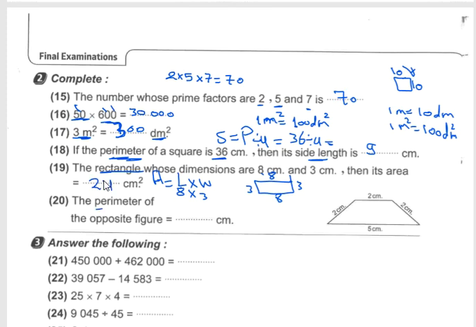In the opposite figure, he said the perimeter, we have the sides here 2, 2, 2 and 5. We'll make addition for all of these numbers. We'll say 2 plus 2 plus 2 plus 5. Here we have 6. 6 plus 5 equals 11.